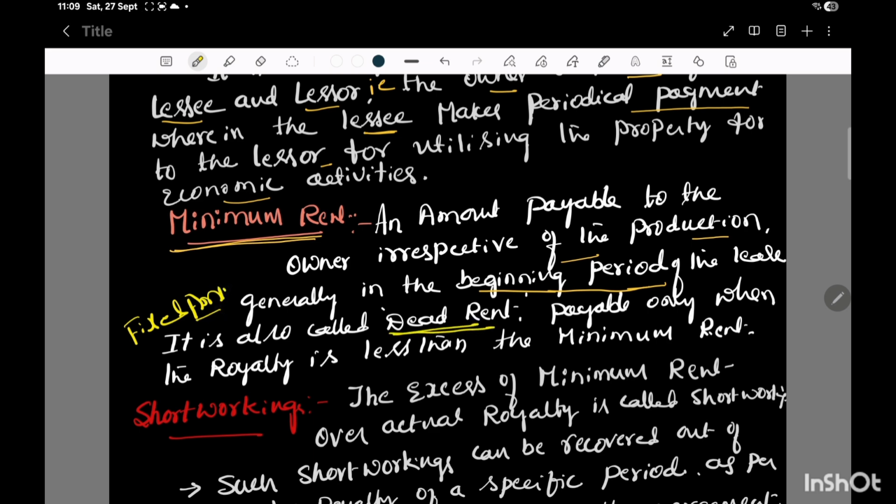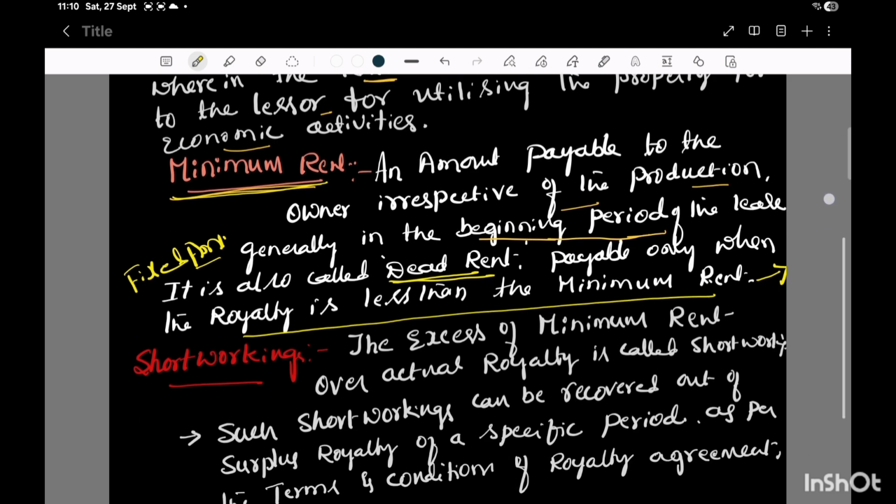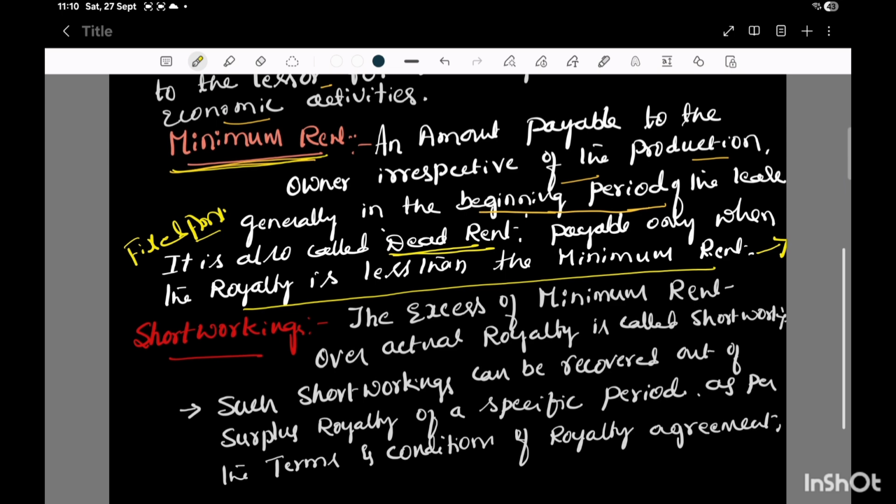That is the money which is to be paid when your royalty is less than the minimum rent: you are going to pay an amount equal to the minimum rent. That means whenever the royalty is less than the minimum rent, the money payable in terms of royalty will be equal to the minimum rent, which is fixed and decided at the time of the royalty agreement.